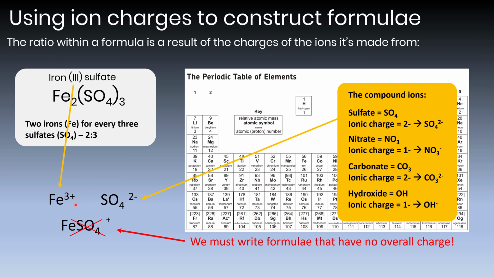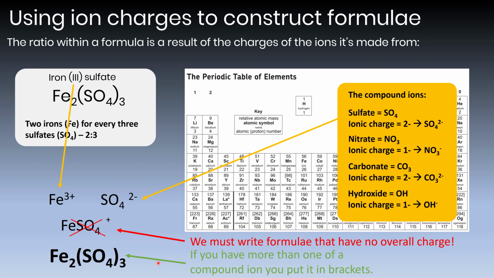Instead, we need to find a number that both 3 and 2 fit into, 6. In order to get 6 pluses, I'd need to multiply the iron by 2. And in order to get 6 minuses, I'd need to multiply the whole sulfate group by 3. So we end up with the formula Fe2(SO4)3, meaning 2 iron ions each with a 3+ charge to give 6+, and 3 sulfates, each with a 2- charge to give 6- overall. Again, I've written the sulfate in brackets because I have more than one of a compound ion.